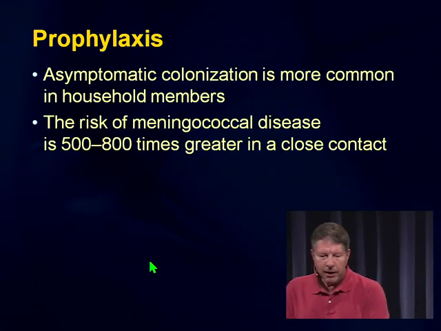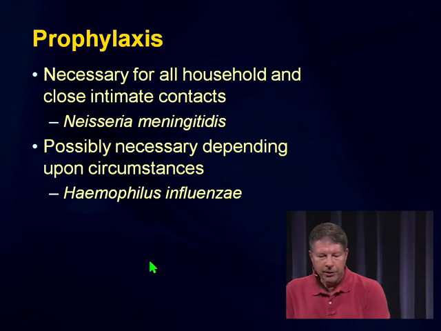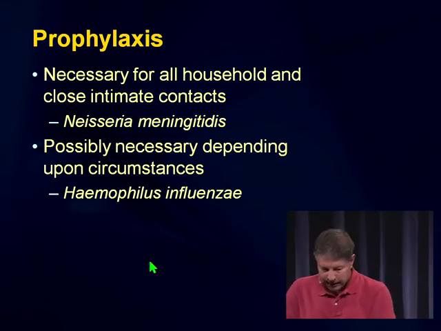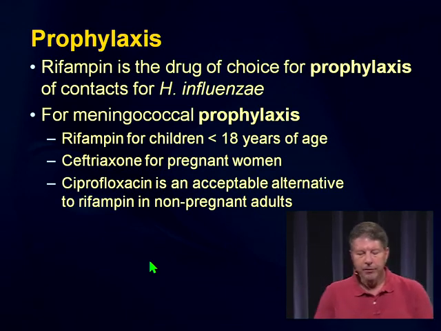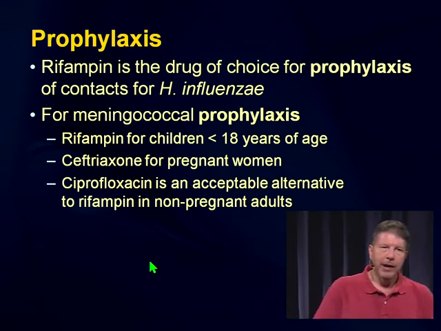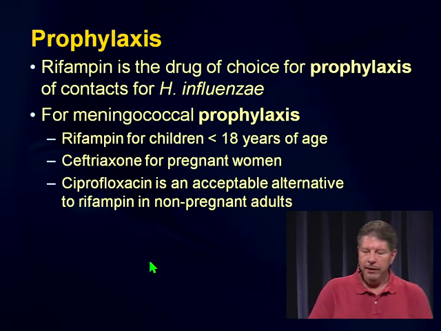Prophylaxis we talked about already. For meningococcus for sure, household and intimate contacts. H. flu, some people. And then remember, rifampin is for H. flu. For meningococcus, it's rifampin for kids under 18, ceftriaxone for the pregnant woman, and then Cipro for anyone 18 and older you can use. Or they can take rifampin too. That's fine. But for children, it's going to be rifampin.